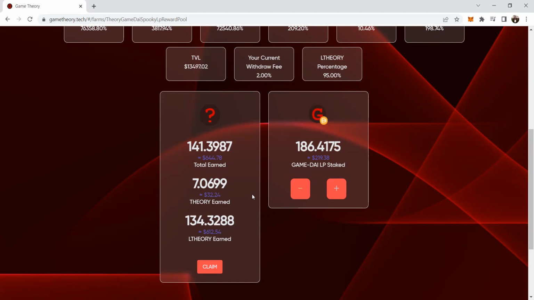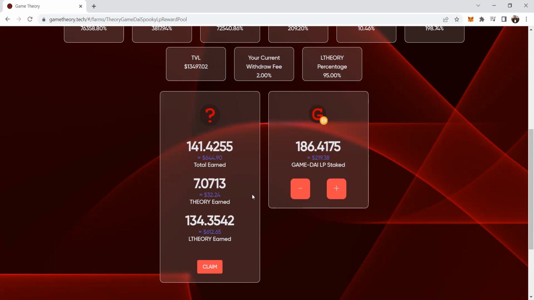So L Theory will begin unlocking 1 year from the start of the farm, which would be the 24th of March, 2023. That's when they will begin to unlock. Then from the 24th of March, 2023, over the next 12 months, they will unlock linearly. So every day, a percentage of those tokens would unlock, and that will increase over the course of the year. That's the first way in which L Theory would turn into Theory tokens.